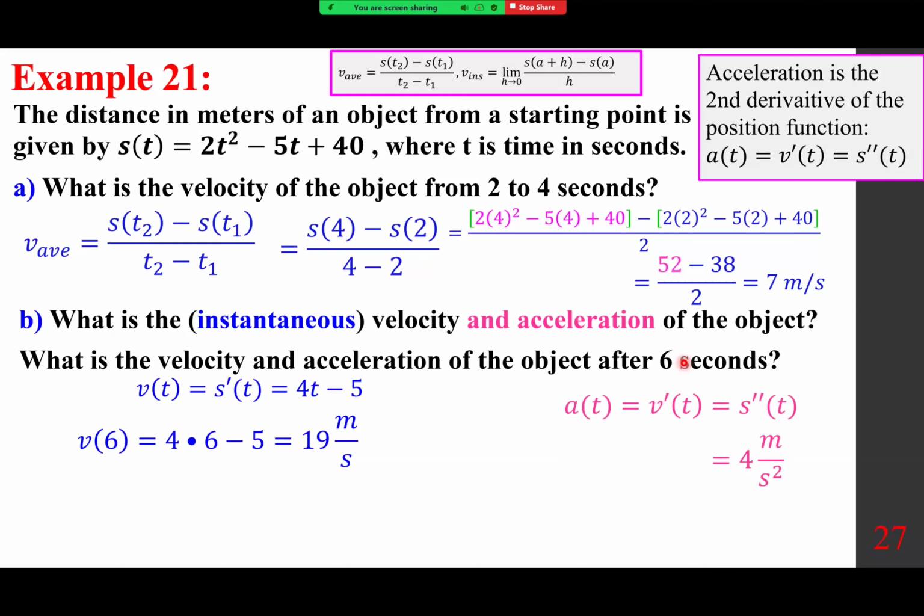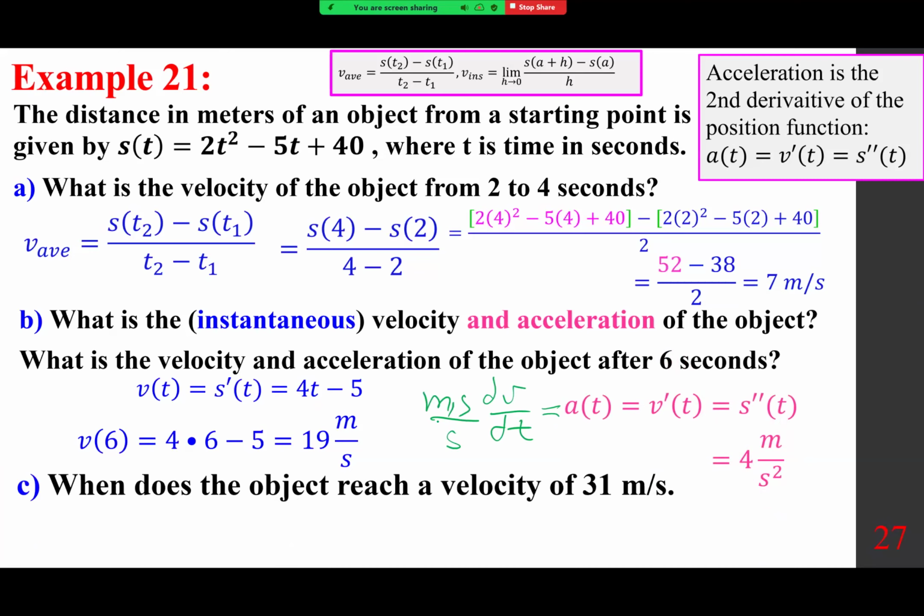That means after 6 seconds or 5 seconds or 10 seconds, it makes no difference. And the units are meters per square second, because a of t, I've mentioned that many times before, is dv dt. Velocity has the units meters per second, and times second, so meters per square second.